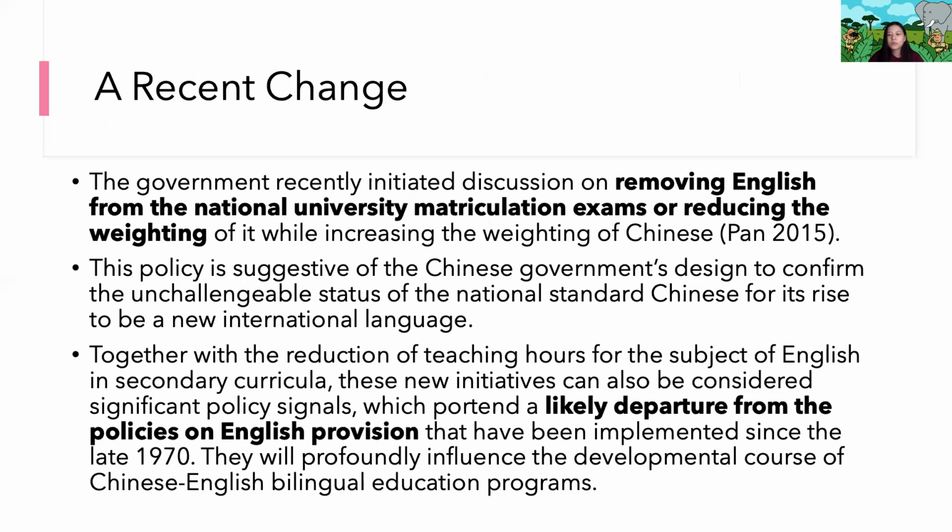In recent years, after I graduated from undergrad, the government initiated discussion on removing English from the national university matriculation exams, or reducing the weighing of it while increasing the weighing of Chinese education. Researchers believe that this policy is suggestive of the Chinese government's design to confirm the unchallengeable status of the national standard Chinese for its rise to be a new international language.